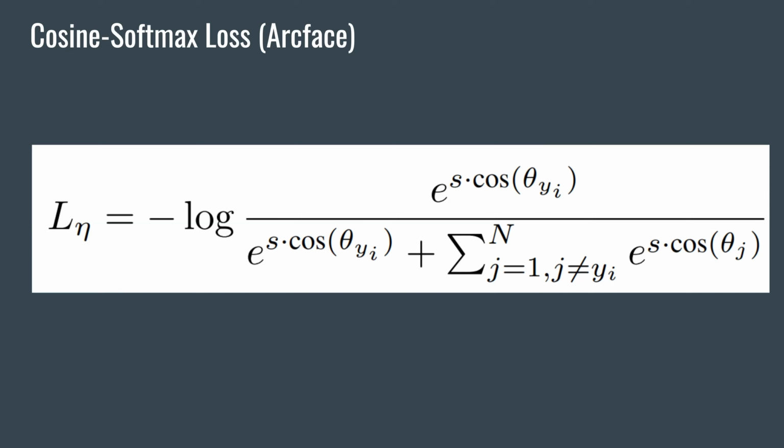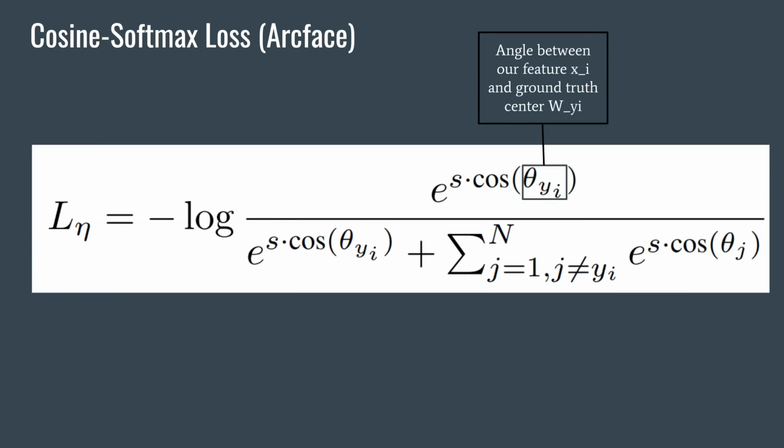So the first term that we see is the theta y_i, which is the angle between our feature x_i and our ground truth center, which is a weighted matrix W_yi. Then we have another angle, theta j, which is the angle between our feature x_i and the weighted matrix W_j, which is learned throughout epochs. We have s, which is our scaling factor.